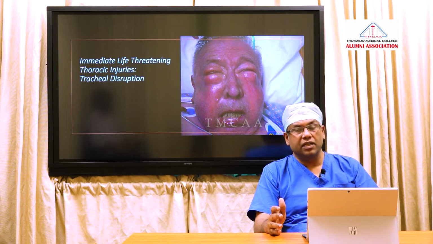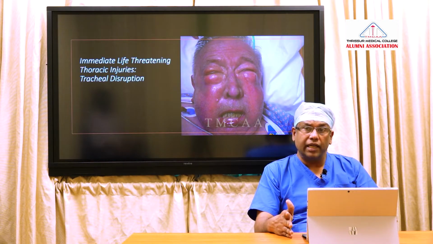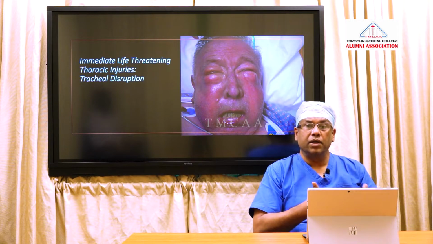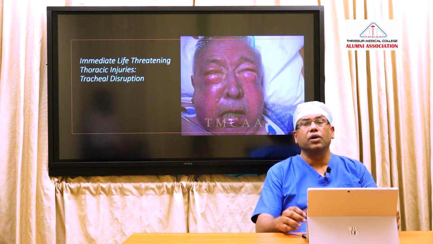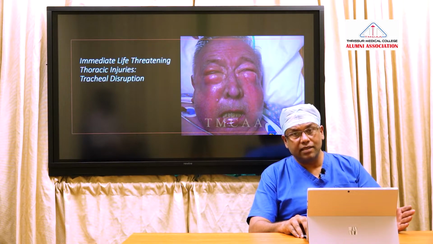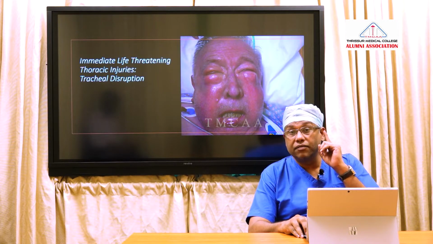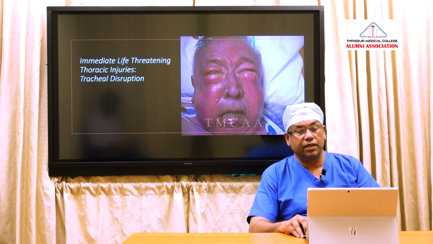Either you do, if it is a neck injury, you explore the neck. If it's a thoracic injury, if it is a carinal injury, median sternotomy. If it is any of the bronchus, you can choose based on the side of the bronchus. If it is right side, right-sided approach, left side, left-sided approach. But it carries a very, very high mortality.